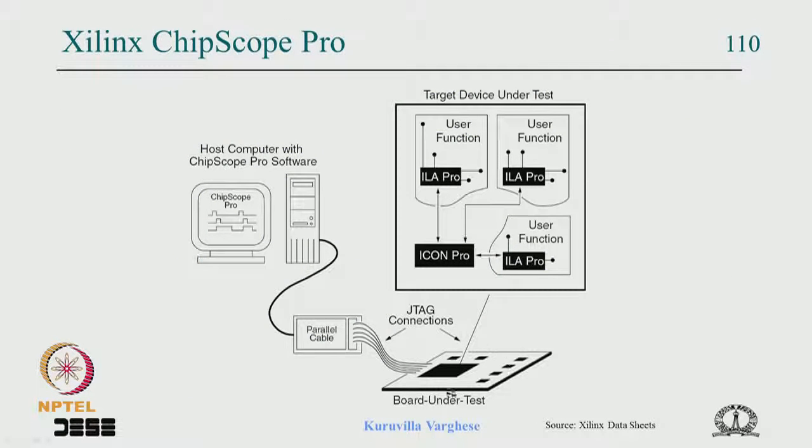You have the FPGA board, you have the FPGA. These are the blocks you instantiate. You have an ILA Pro, a logic analyzer Pro, which has the probe points which can be connected to the user port, and this is the one which is connecting to the JTAG.